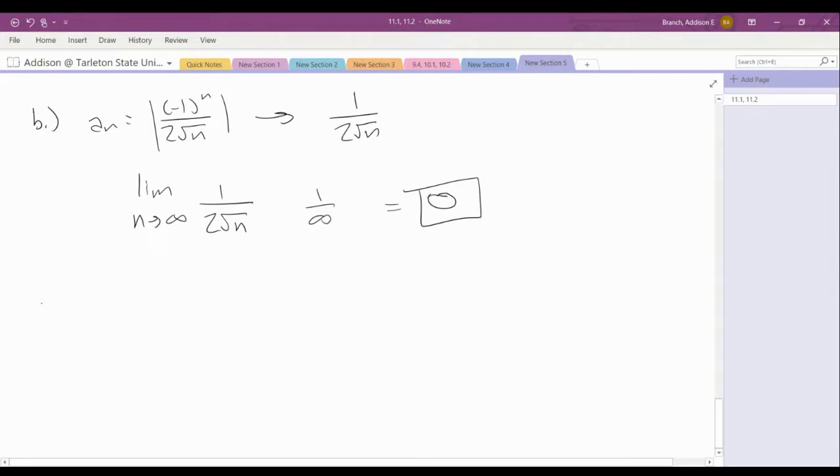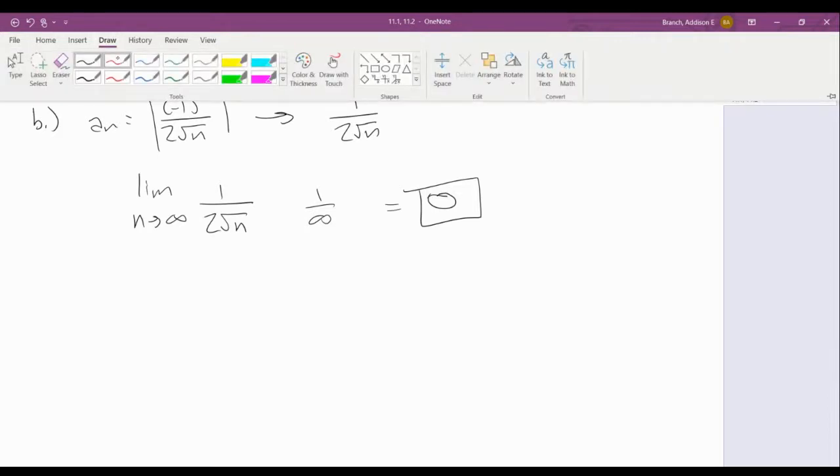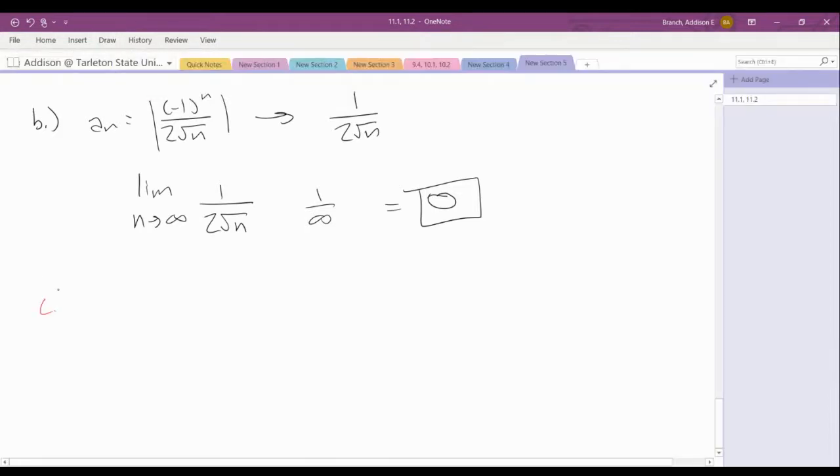All right, let's try another one. This one, we're going to say that a sub n is equal to 3 to the n times 7 to the negative n. So first let's rewrite this to get 3 to the n over 7 to the n. So now let's take the limit as n approaches infinity of 3 over 7 to the n.